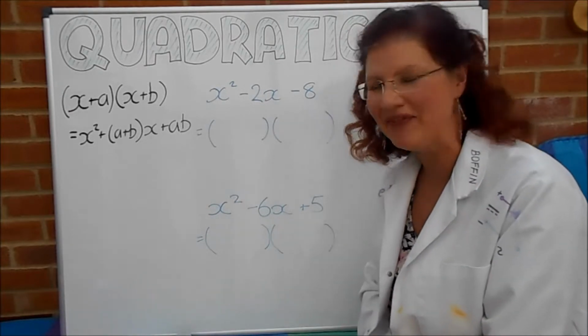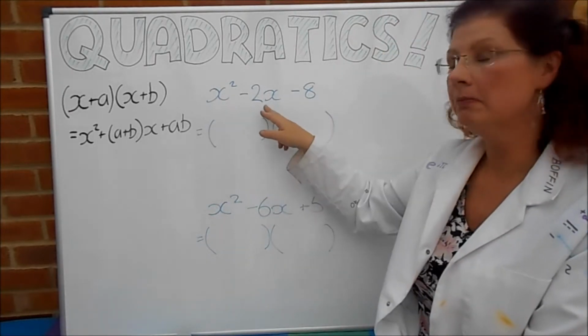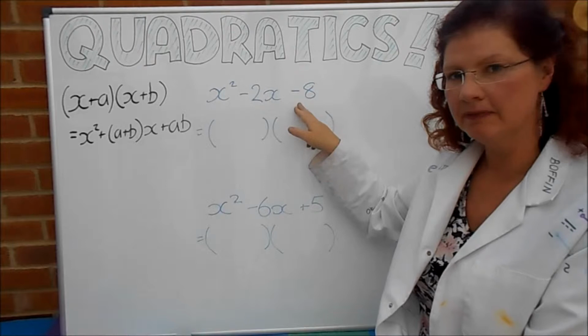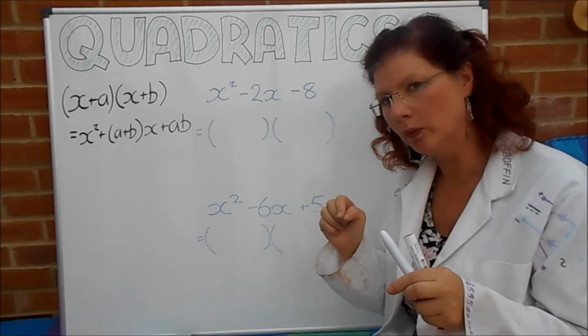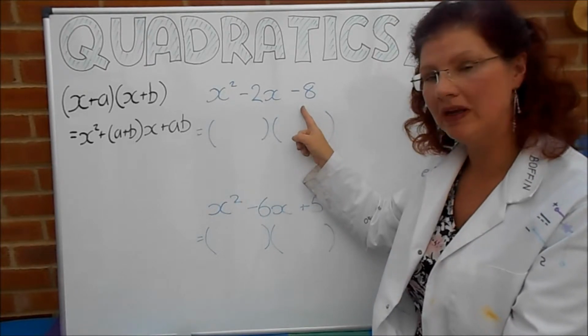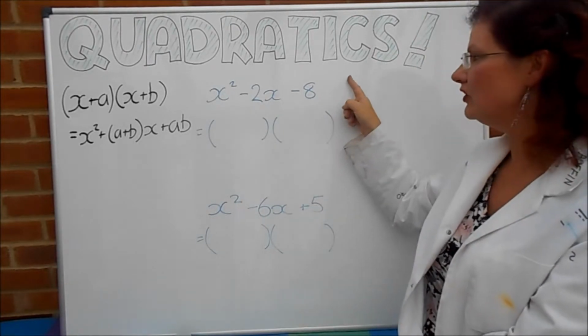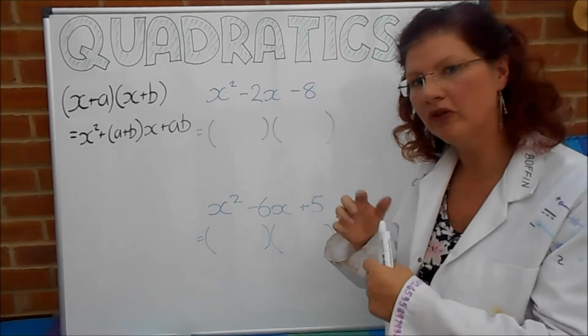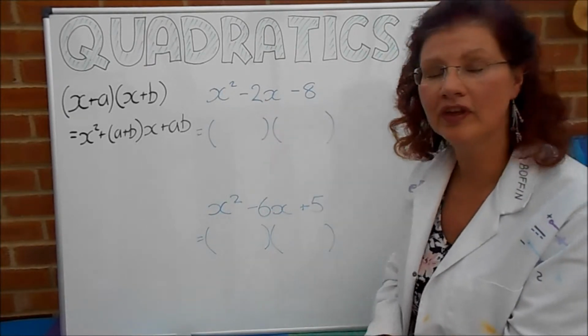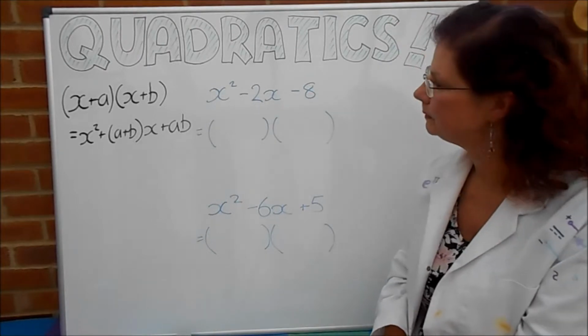Right, here are some for you to have a go at. We've got x squared minus 2x minus 8. So we need two things that add to make negative 2. They also need to multiply to make negative 8. So just set out all the things that multiply to make negative 8, remembering to do those negatives both ways round, and pick the ones that make negative 2.